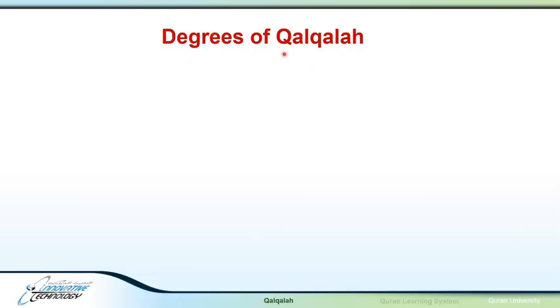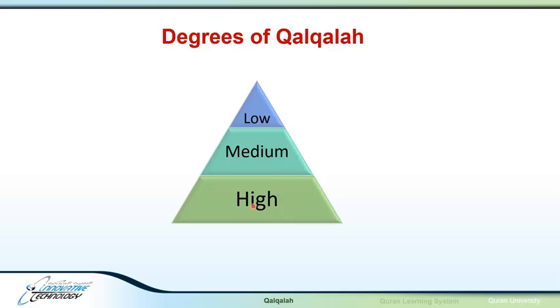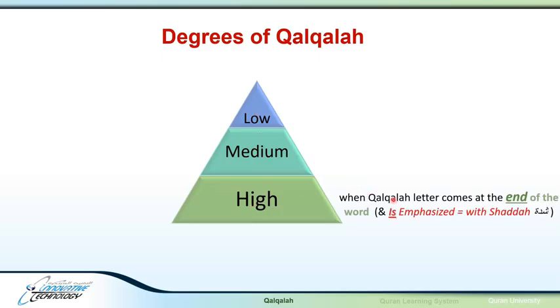Qalqalah based on severity can be classified into 3 degrees or levels: the high, medium, and low. The high level happens when the Qalqalah letter comes at the end of the word and it is emphasized or stressed, which means it has a shadda. And this in fact is the strongest form of Qalqalah. This is because we pause at the word completely as we emphasize it.